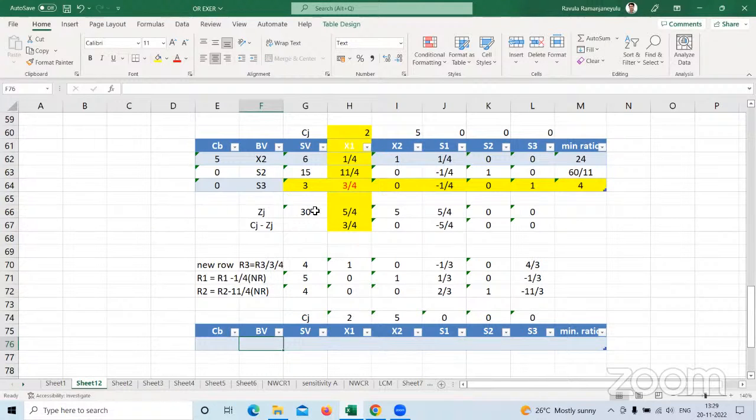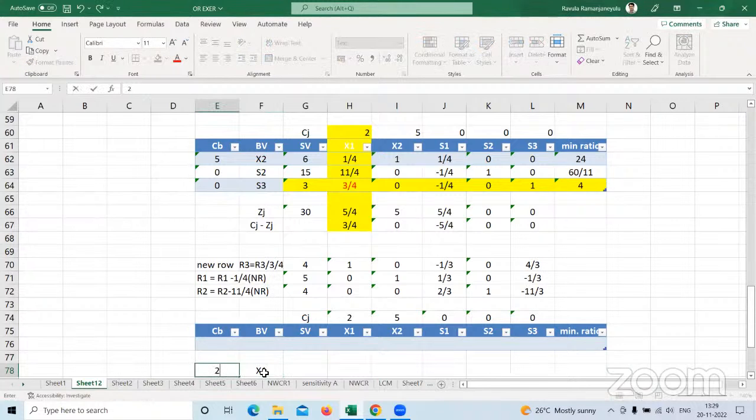So which row has the key element? The third row. So S3 is replaced with X1, right? Sorry, X1. S3 is replaced with X1 and the coefficient is 2. In the first row, X2 remains as it is, and the coefficient is 5 only.